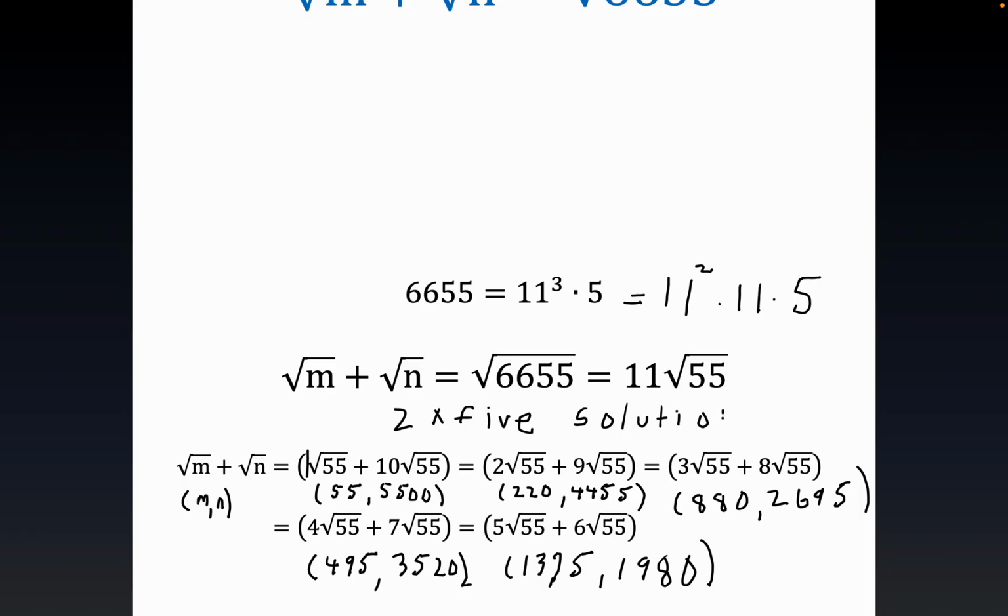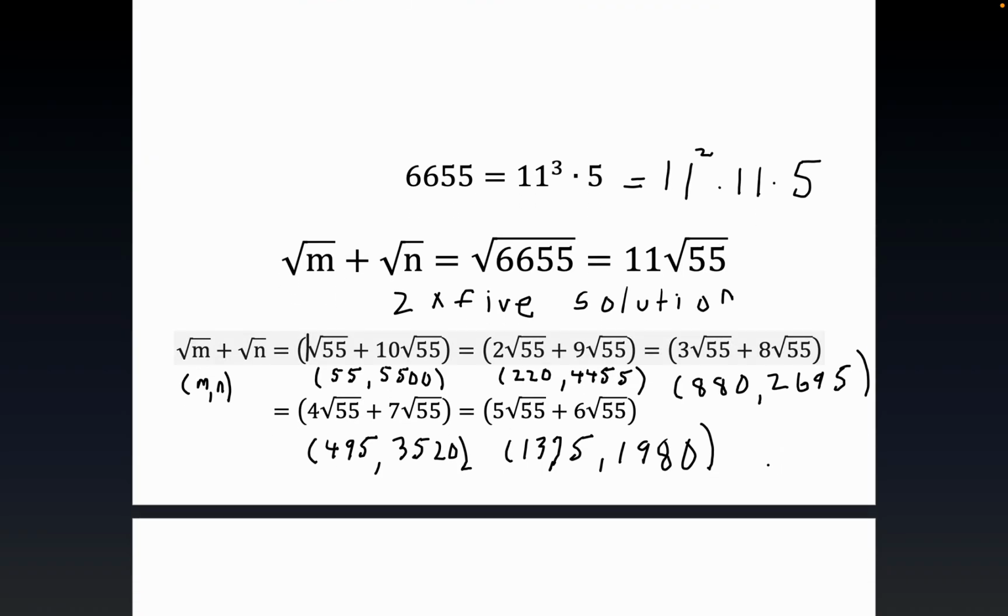I asked to list them all, but for example right here, corresponding to this one, you would also have 1980, comma, 1375. And I'm just running out of room as far as writing it. Apologies, I was trying to keep it all on one screen here. But there are 2 times 5 solutions, so there's 10 total solutions. I didn't ask for that. I asked to list the solutions.